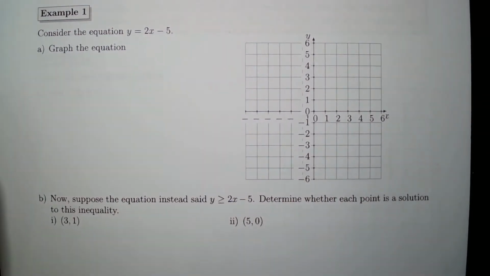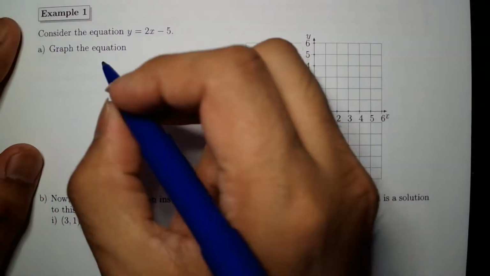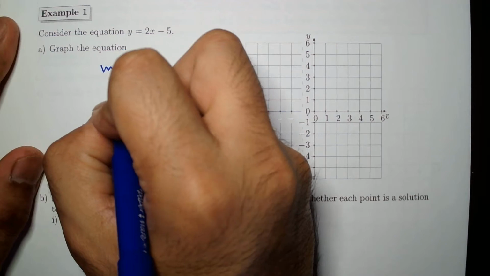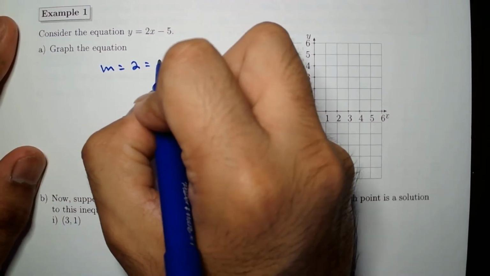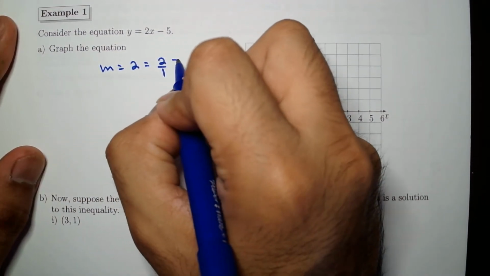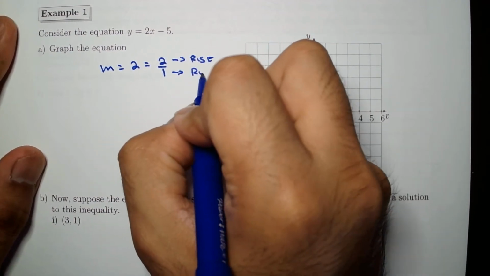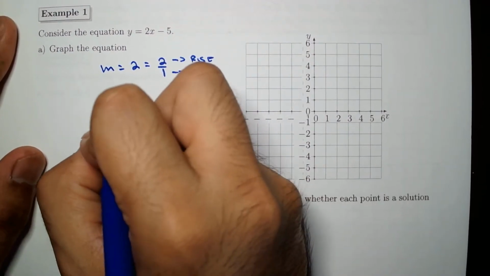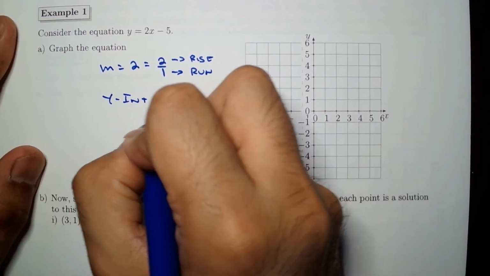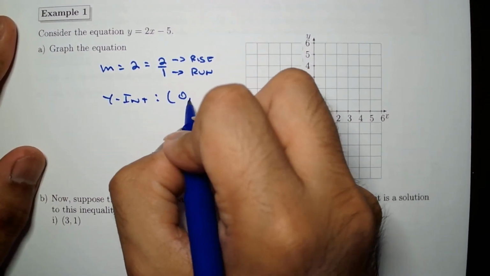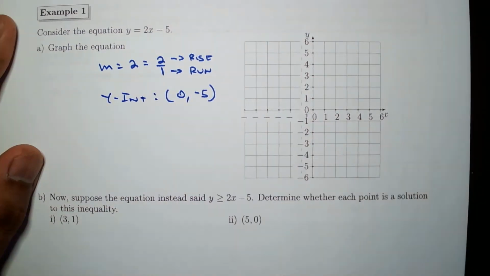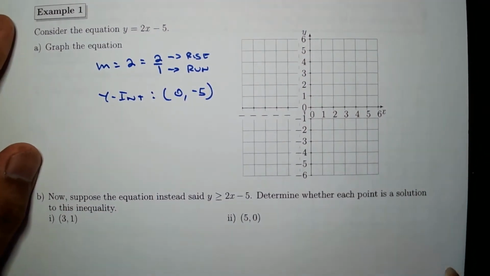For example, we have the equation y equals 2x minus 5. Let's graph the equation. In this case, m, which is the slope, is 2 or 2 over 1. This is the rise and this is the run. And the y-intercept is the point 0 comma negative 5. So let's graph the equation.